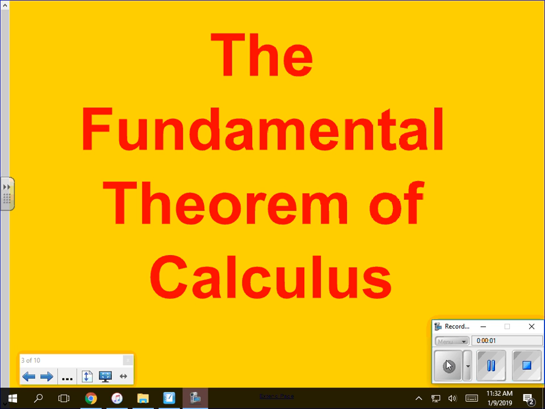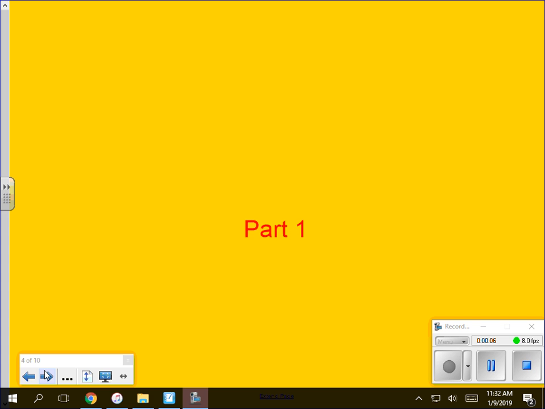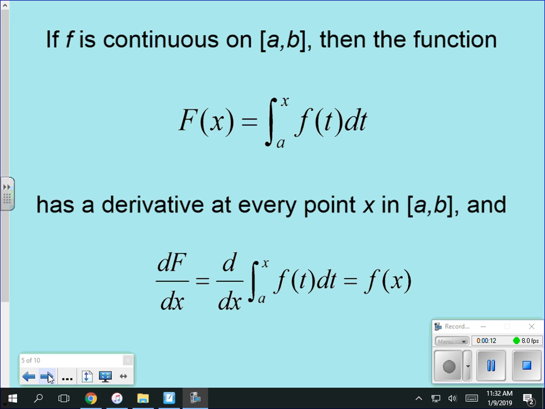The fundamental theorem of calculus. Part 1. Okay, here we go. Fundamental theorem of calculus, part 1.